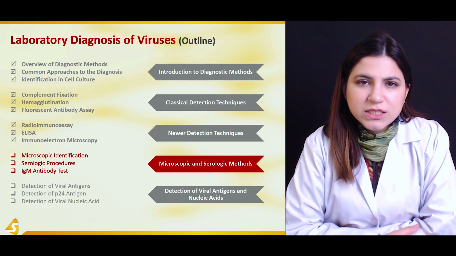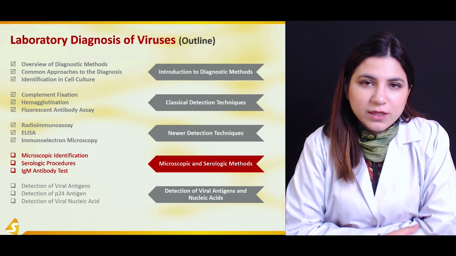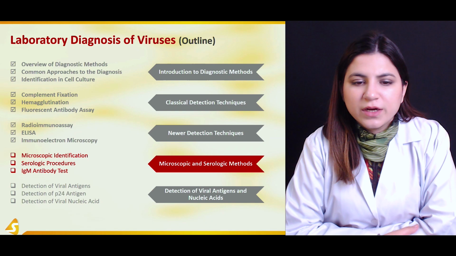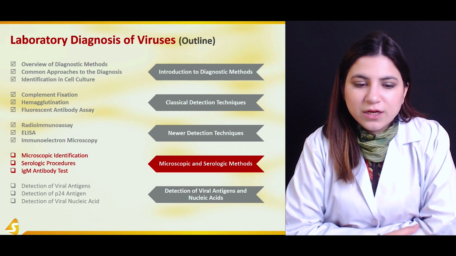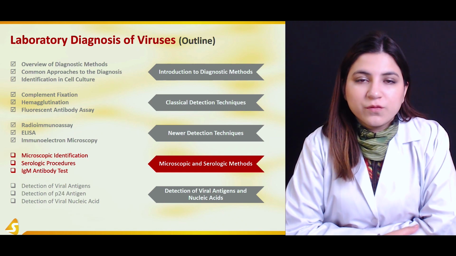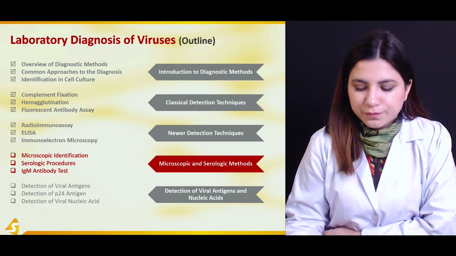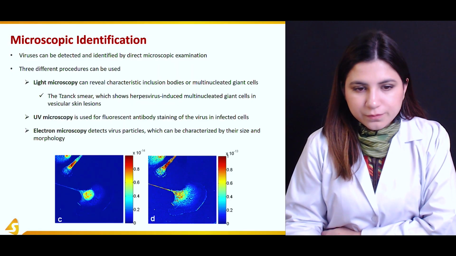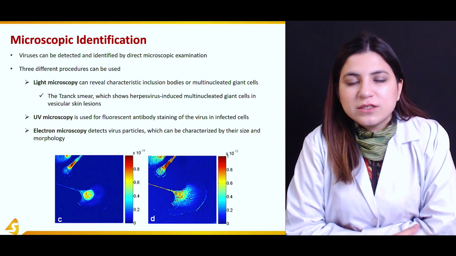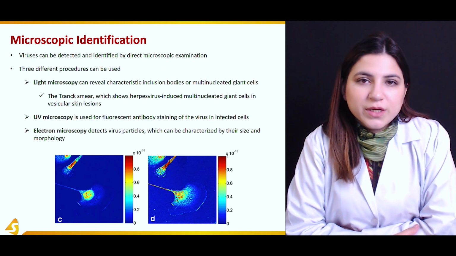And then we'll discuss certain serologic procedures and why they are the most favored or most suited to identify a type of virus inside a cell. And then we'll explain the IgM antibody test and for what type of viruses it is used. So viruses can be detected and identified by direct microscopic examination.